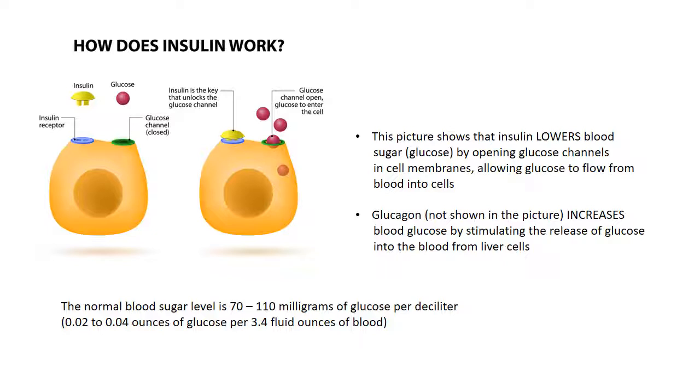In the classical American, actually it's Old English, system of measurement, it's 0.02 to 0.04 ounces of glucose per 3.4 fluid ounces of blood. Or if I can make it even more visually user-friendly for you.